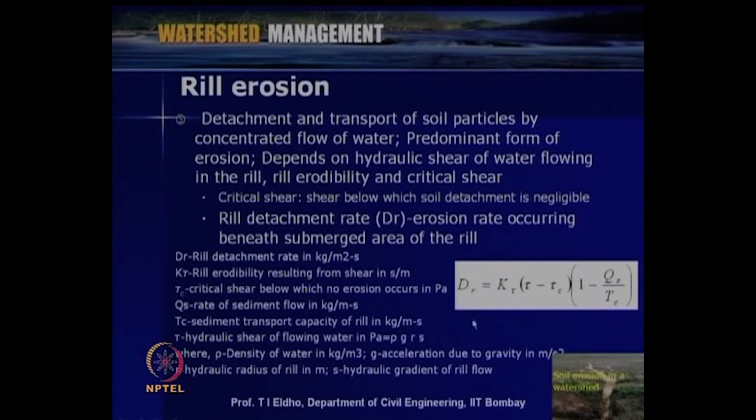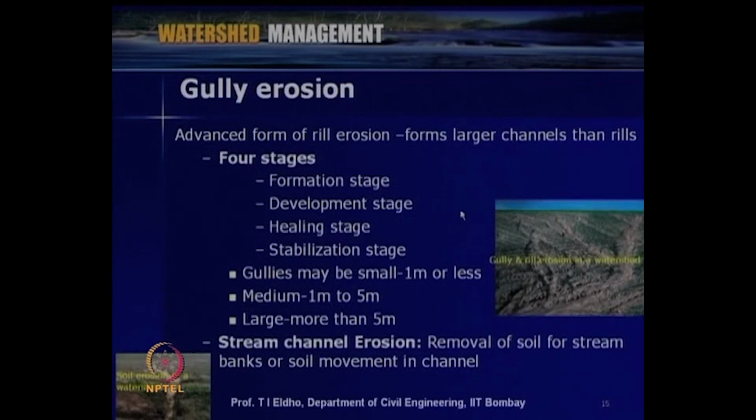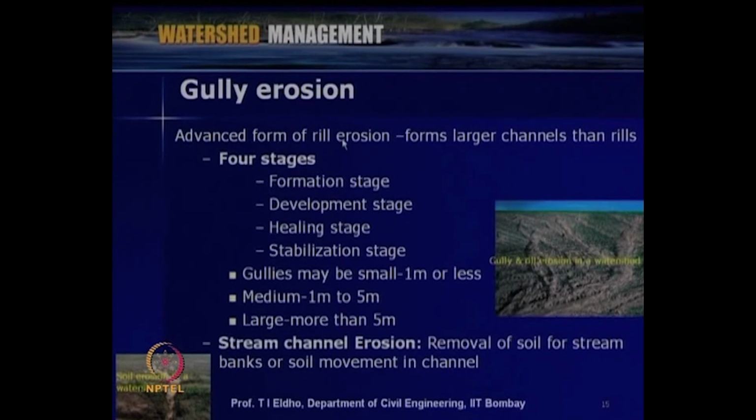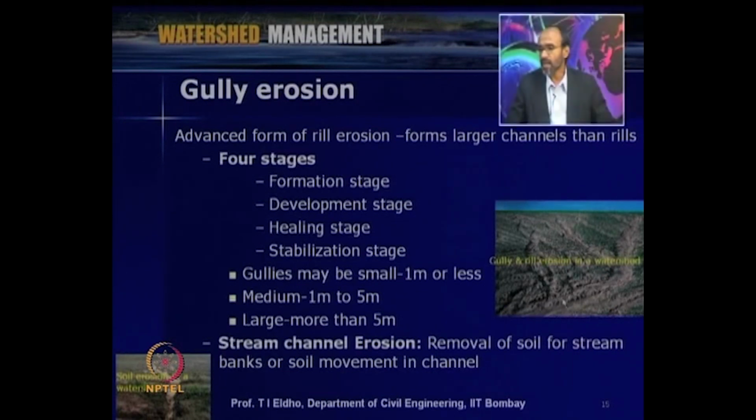So, like this, we can have a relationship as far as rill erosion is concerned. Now, another important type of water erosion is gully erosion. This is an advanced form of rill erosion, which forms larger channels than small rills. You can see that here is a larger channel where the gully erosion took place.